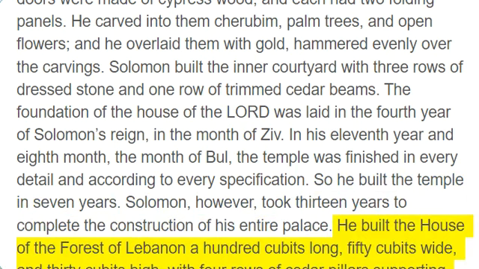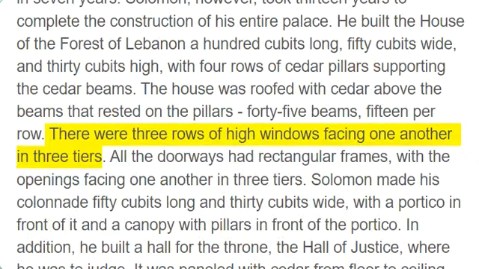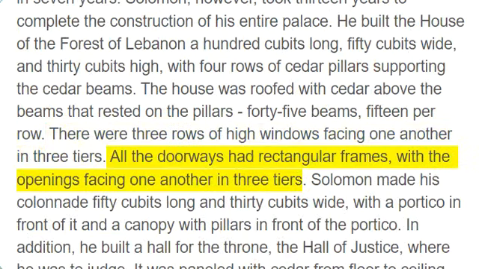He built the house of the Forest of Lebanon 100 cubits long, 50 cubits wide, and 30 cubits high, with 4 rows of cedar pillars supporting the cedar beams. The house was roofed with cedar above the beams that rested on the pillars, 45 beams, 15 per row. There were 3 rows of high windows facing one another in 3 tiers. All the doorways had rectangular frames, with the openings facing one another in 3 tiers.